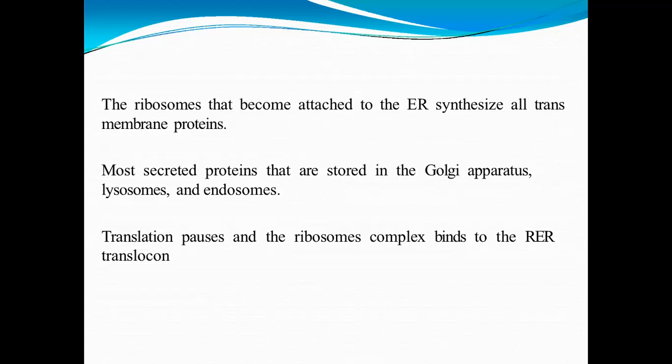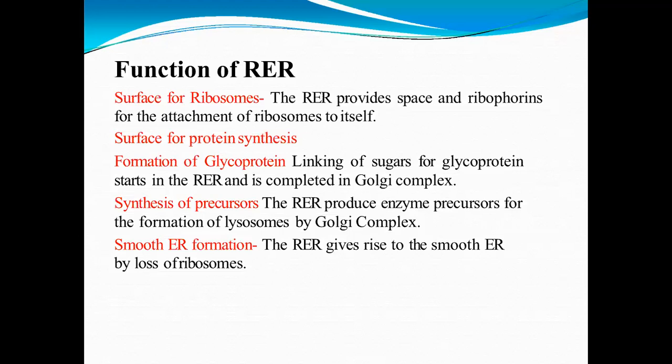The ribosomes that become attached to the endoplasmic reticulum synthesize all transmembrane proteins. However, most secreted proteins are sorted in the Golgi apparatus, lysosomes and endosomes. So we already discussed what the Golgi apparatus actually is. The Golgi apparatus also has tubules, vesicles and cisternae, and it performs secretory functions, phosphorylation and different cell-specific functions. Translation pauses and the ribosome complex binds to the rough endoplasmic reticulum translocons.